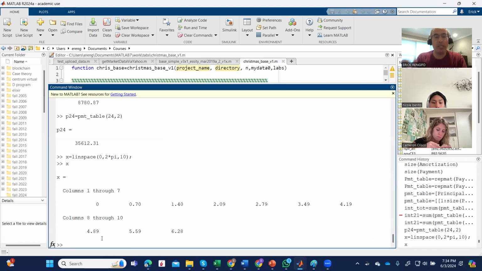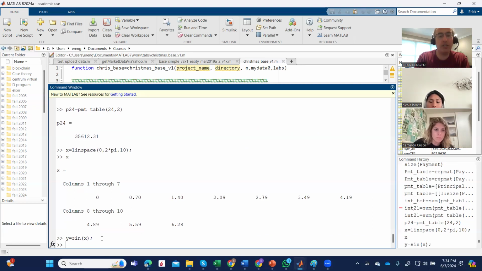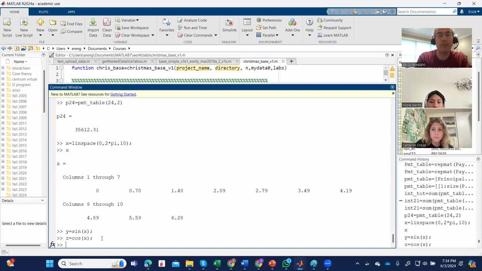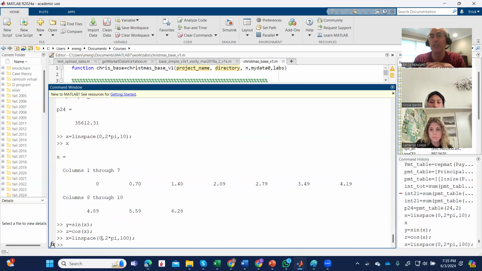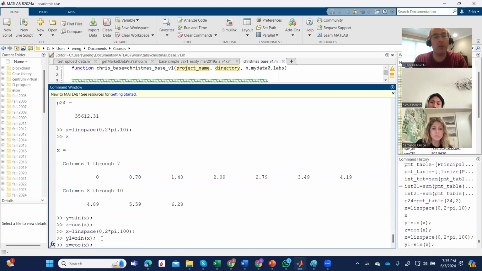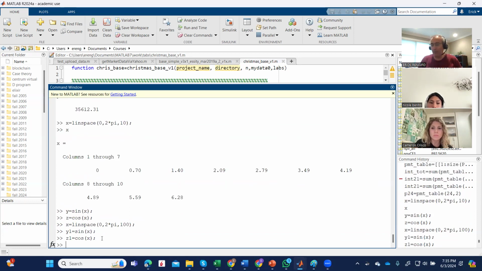Got it? And now I can create my y. My y is going to be sine of x. I will not print this one here. And my z is going to be cosine of x. Agree? Now let's create a new variable. Let's create x again, but now instead of 10, it's going to be 100. And then I create my new variables, y1 and z1. And then I have everything to just create a couple of graphs.